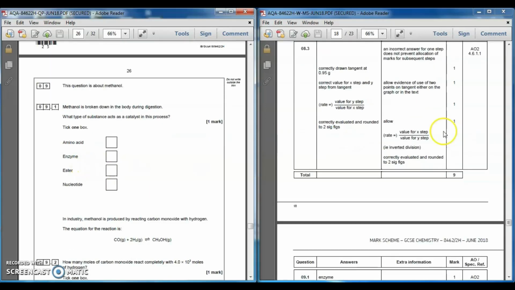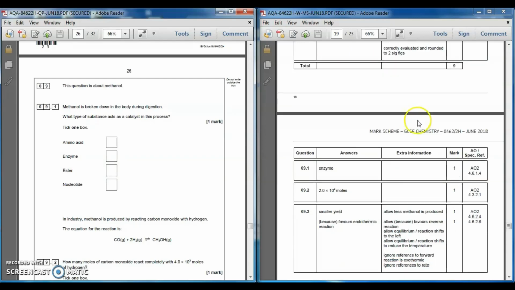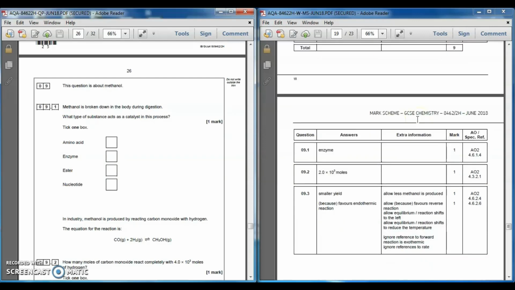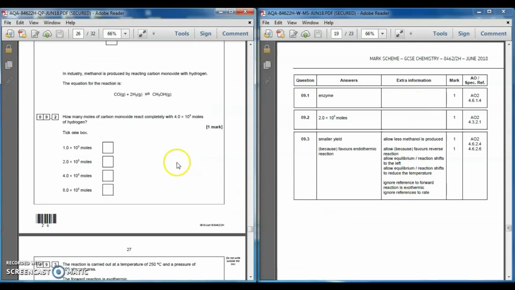And question 9.1 then. It's a bit of a funny one to put in the chemistry on this, but what type of substance acts as a catalyst in the body for digestion? Oh, you should be kicking yourself if you didn't put an enzyme in there. I mean, that's just straight biology, isn't it? For 9.2.